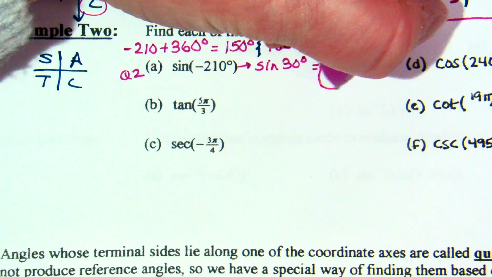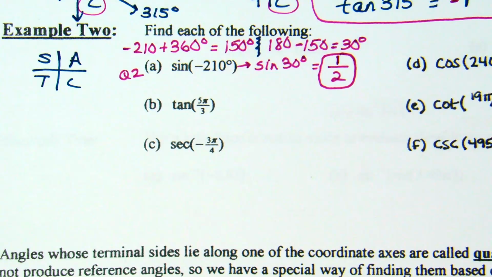All students take calculus. Sine is positive in quadrant 2, so what do we know about the sine of negative 210? It's positive. It's positive because 150 is in the second quadrant, which is sine.